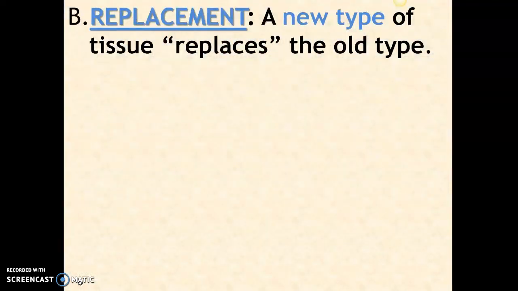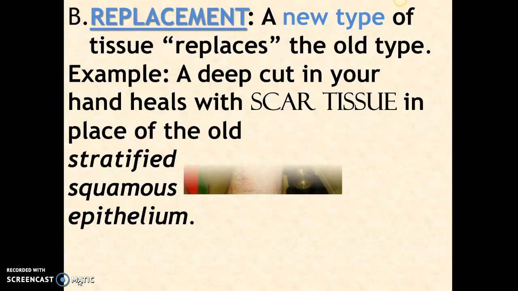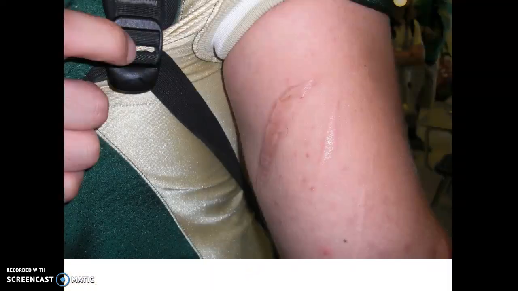Replacement. Now you're replacing the old tissue with a new type. If I cut your skin and gouge you, the old epithelial tissue can no longer regenerate, so you get connective tissue. So your dense connective tissue is scar tissue. It is no longer the same color. It's whitish. It's got a lot of collagen fibers. So scar tissue in place of the old tissue. A nice scar right up and down there. That is dense connective tissue. Sam, my boy, football player, had that nice scar to show us.